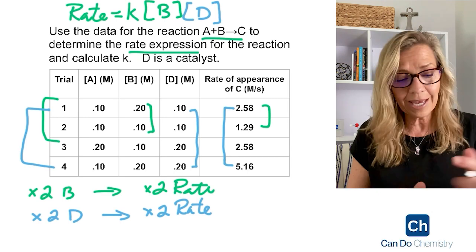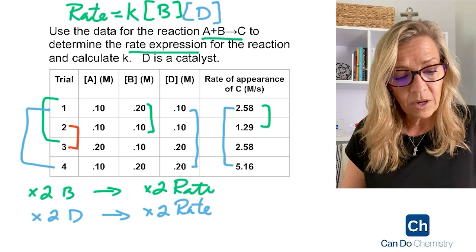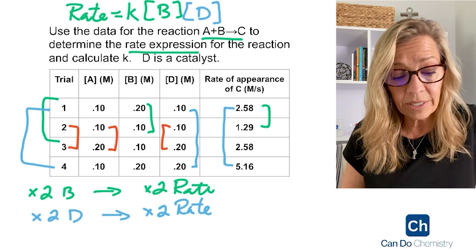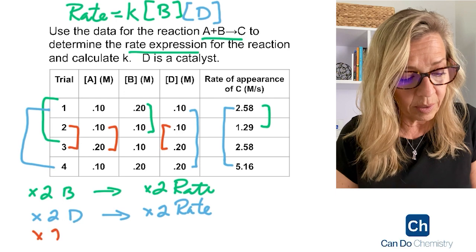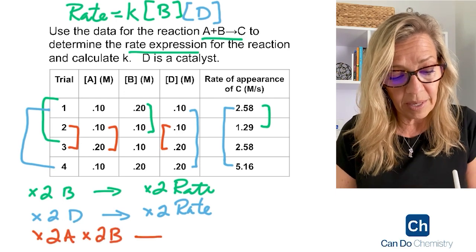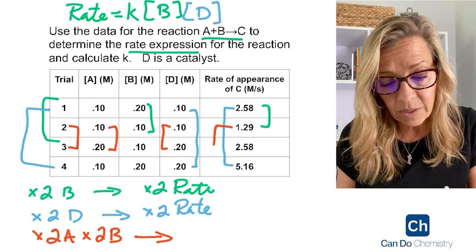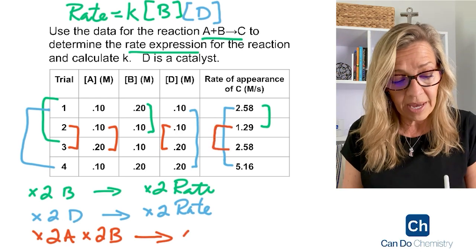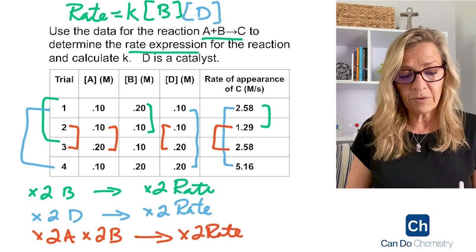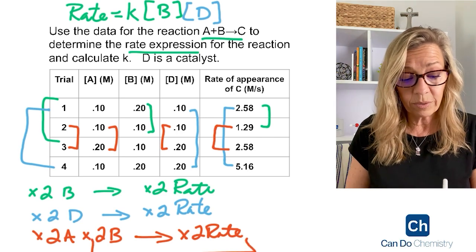So let's look at trials 2 and 3. Between 2 and 3, what did we do? Well, we doubled A and we doubled the concentration of B. And what happened to our rate? Well, it went from 1.29 to 2.58. It doubled. Well, what was that the effect from? Was it from the A or from the B? Well, we already know it was from the B.